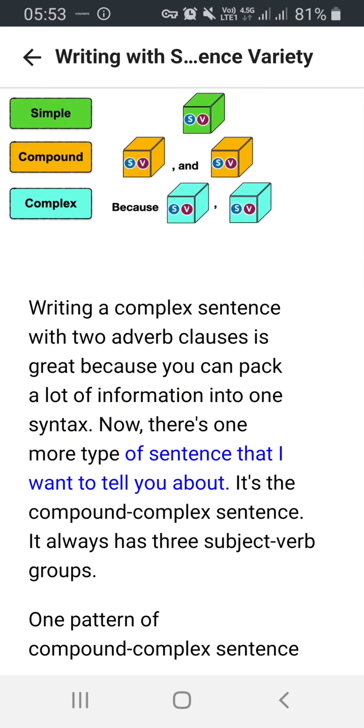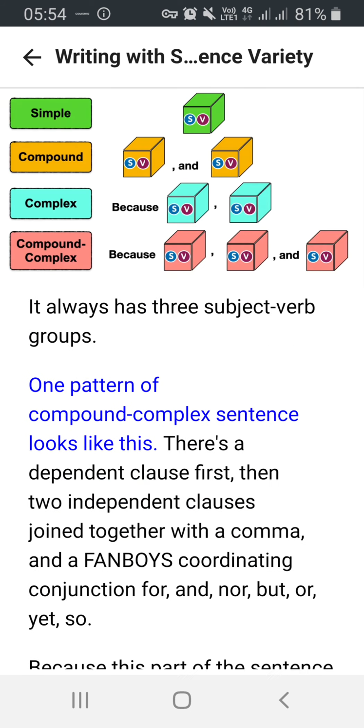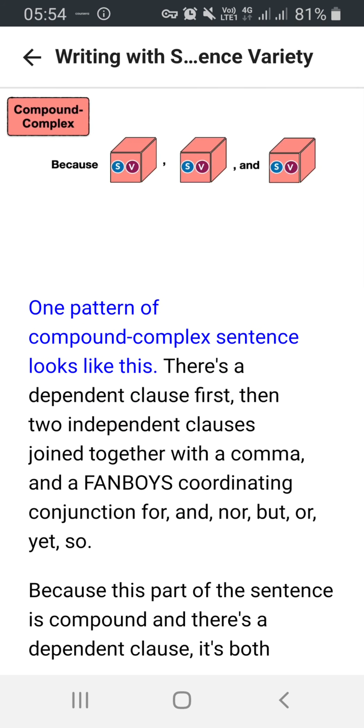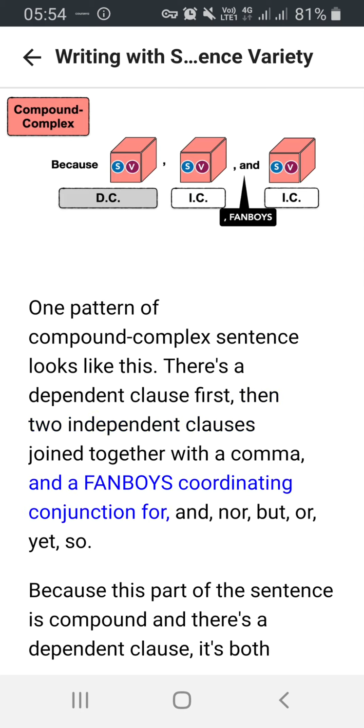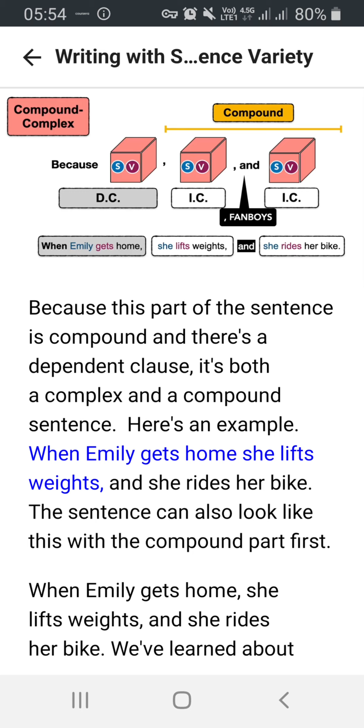Now, there's one more type of sentence that I want to tell you about. It's the compound complex sentence, and it always has three subject-verb groups. One pattern of compound complex sentence looks like this. There's a dependent clause first, then two independent clauses joined together with a comma and a fanboys coordinating conjunction: for, and, nor, but, or, yet, so. Because this part of the sentence is compound and there's a dependent clause, it's both a complex and a compound sentence. Here's an example. When Emily gets home, she lifts weights, and she rides her bike.